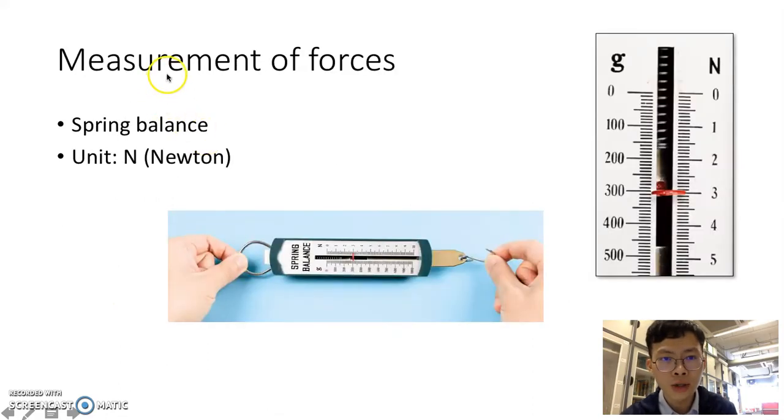And it's about the measurement of the force. We can measure force by using a spring balance with the unit called Newton. We use capital letter N. So make sure that it's a capital letter. And it's a spring balance.